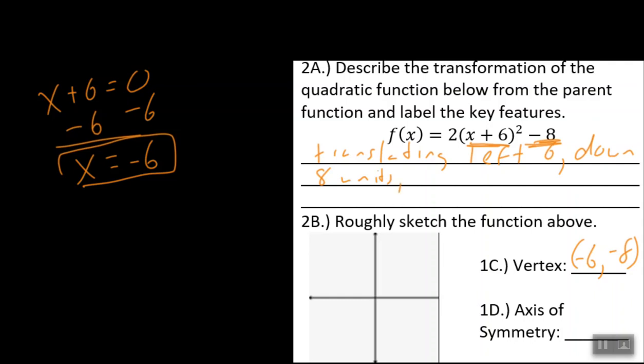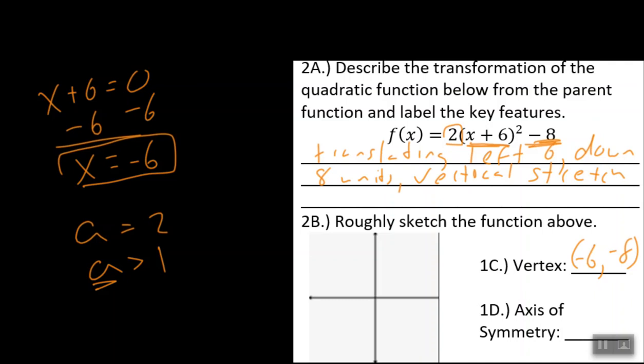And then the next thing we notice is that we have an a value that is not 1. Our a value is 2. Now how does 2 compare to 1? We know that 2 is greater than 1. When your a value is greater than 1, what you have is a vertical stretch. A vertical stretch. What that means is that your graph has gotten narrower.